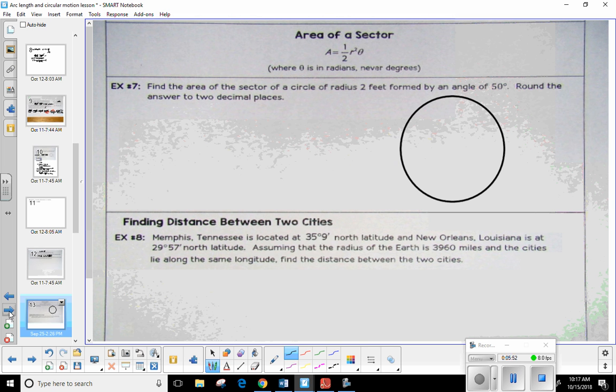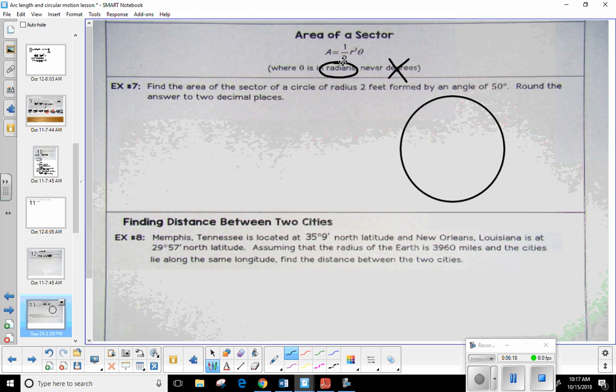Okay, so I've only got 1 problem on area of a sector. It's very straightforward. It's just plugging into the formula, simplifying, and you're good. And then the rest of these are going to go back to arc length. All right, so here's how I find the area of a sector. It's 1/2 times the radius squared times theta. Now, just like arc length, theta has to what? Be in radians, not degrees.